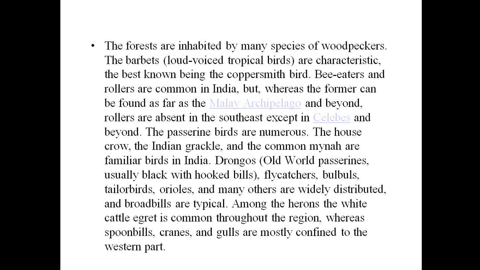Barbets produce loud voices, for example the coppersmith bird. The sound is like when a coppersmith does his work, the same type of sound that this coppersmith bird makes. Bee eaters and rollers are common in India.